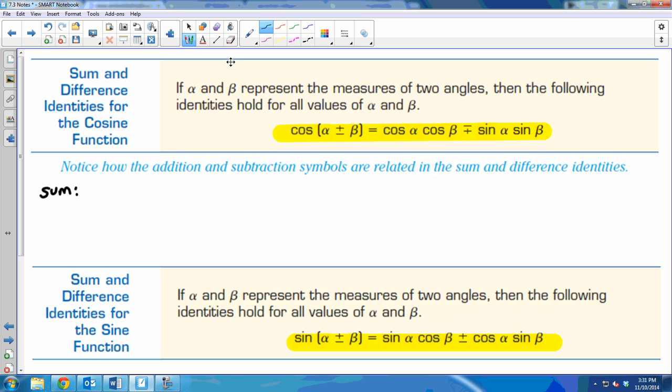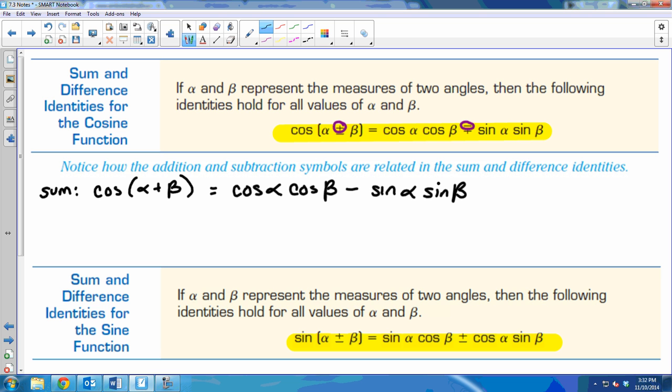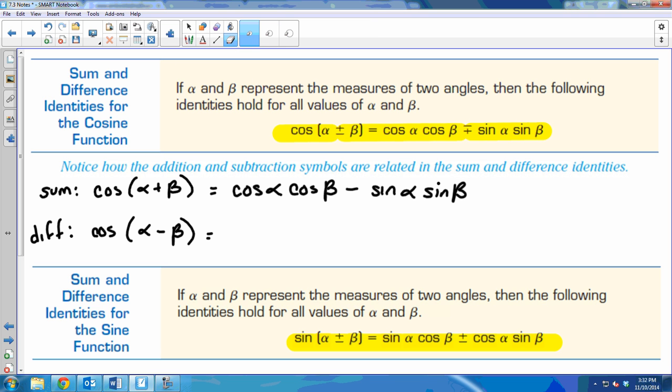But if we're trying to do the sum identity for cosine, that means we have cosine of two angles that are being added together. Whenever you use the sign on the top, you use the sign on the top everywhere else as well. So the cosine of the sum of two angles is equal to cosine of the first times cosine of the second minus sine of the first times sine of the second. And then for the difference identity, you have cosine of one angle minus another. But now, since we're using the sign in the bottom of the plus minus, we use the signs in the bottom: cosine of one angle times cosine of the other plus sine of the first times sine of the second.